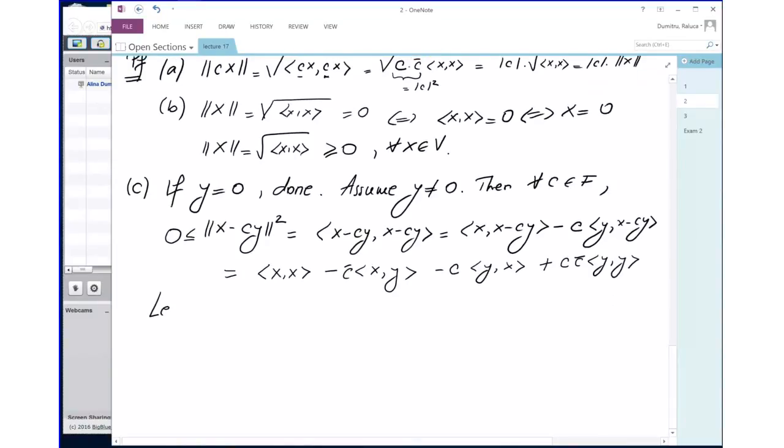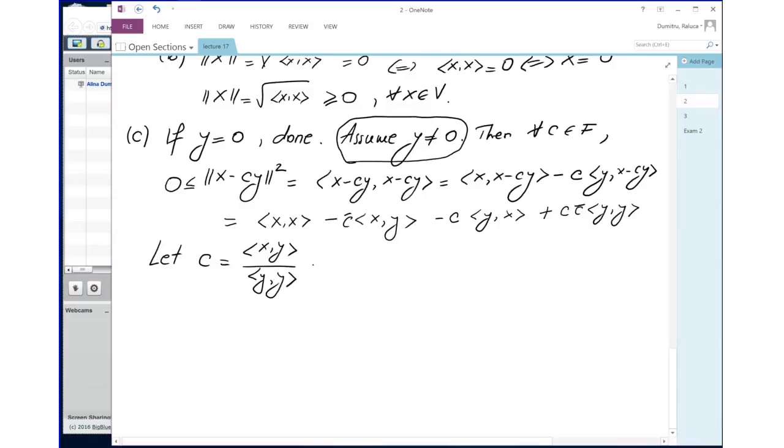And the key part is the following. We're going to use the following value for c: inner product between x and y divided by inner product between y and y. Remember the assumption, that's where it comes into play. Y is not 0, so its norm is not 0, so I'm allowed to divide by that inner product between y and y.